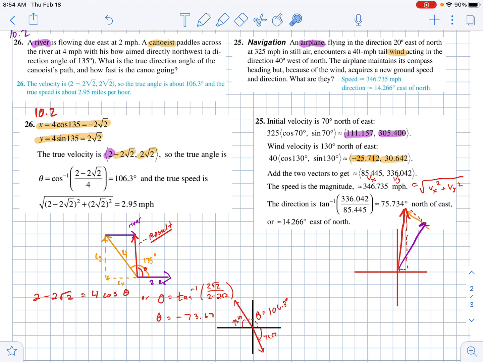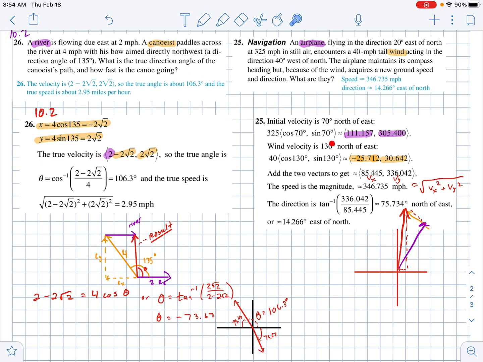So then what's different about 26? What's the same about it? Here we have a river that's flowing, and then the canoeist is paddling with the river. So the river's like the wind, and the canoe is paddling. And you have these two amounts. So this part right here is the canoeist's distance, because you have their magnitude times cosine of 135. And then they just go straight to the true velocity here.